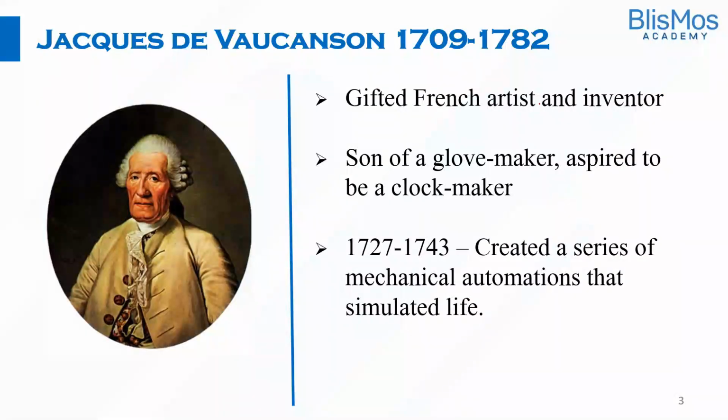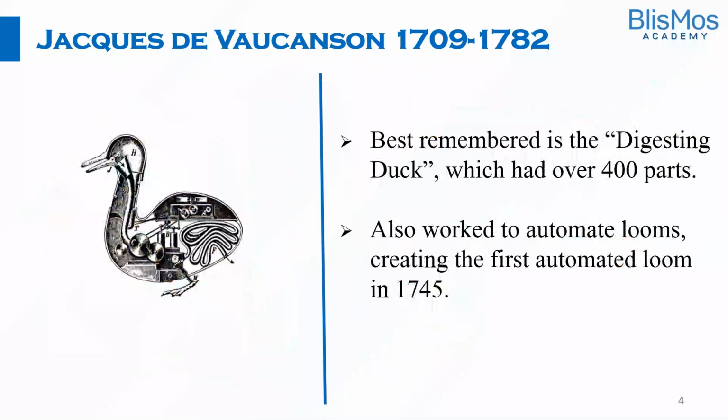Then comes Jacques de Vaucanson, somewhere in the 1740s. He was a gifted French artist and inventor. He created a series of mechanical automations that simulated life. One of the best remembered was a digesting duck that had around 400 parts. He also worked on automating the looms, and he automated the loom in 1745.